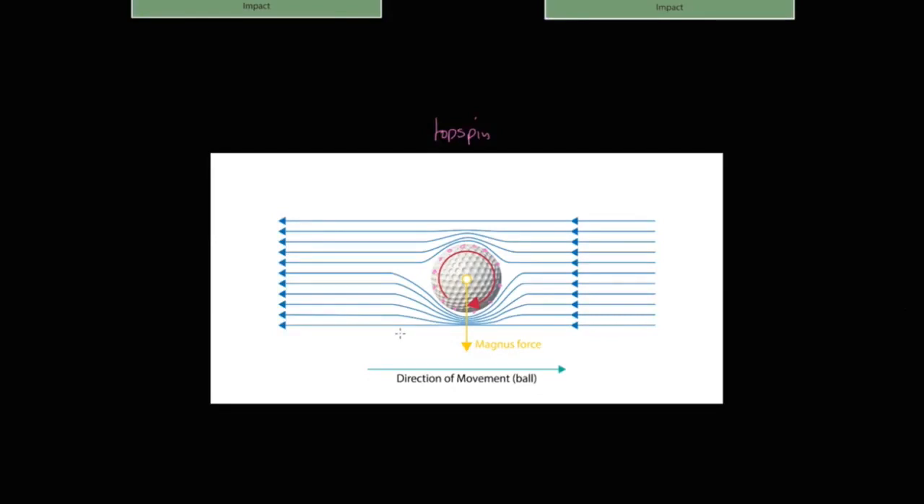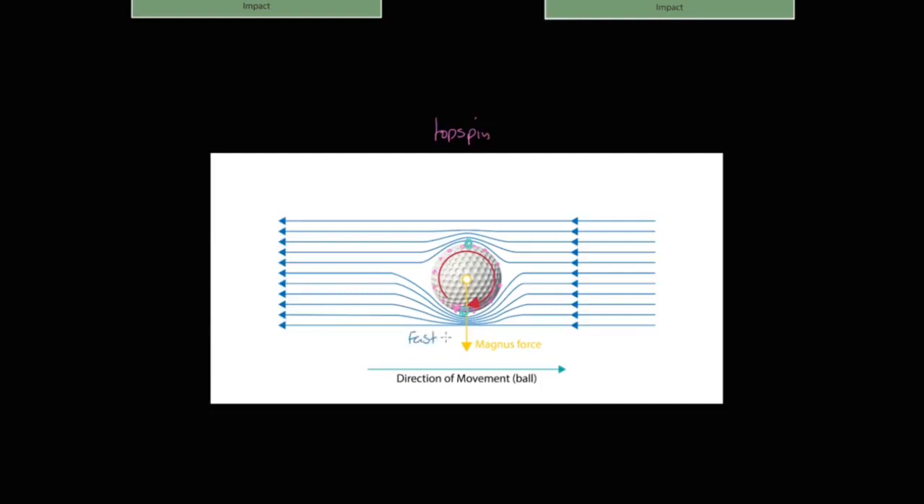Now, of course, what's going to happen here is that if we take two points on this ball, let's take this point here and this point here. At this point here, the boundary layer is actually spinning in this direction. In other words, it's spinning with the air, and that's going to promote fast moving air at the bottom.